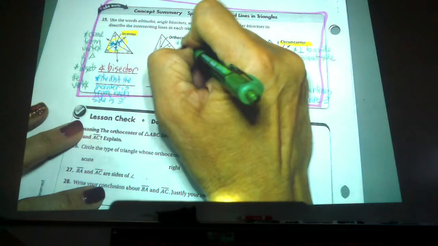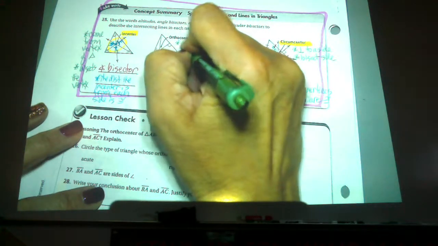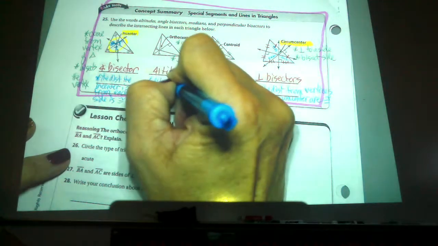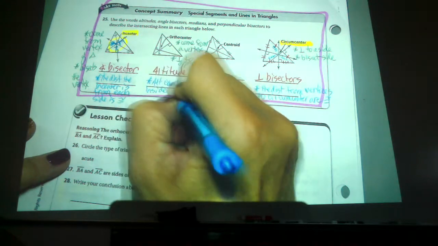So the characteristics of the altitude would be that it must come from a vertex, and it must be perpendicular to the opposite side of that vertex. I guess the one thing that you could note on here is that altitudes can be inside, on, or outside the triangle. That is something that's a little bit different than the other three. This happens to be a picture showing them all inside. And then of course you want to know that that point of concurrency is called the orthocenter.